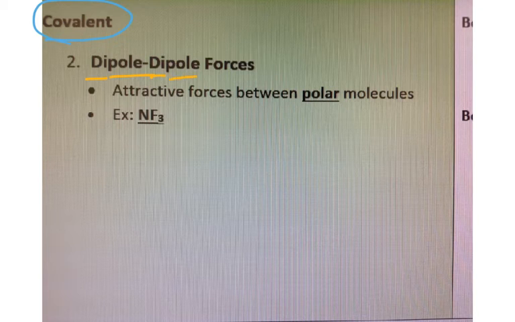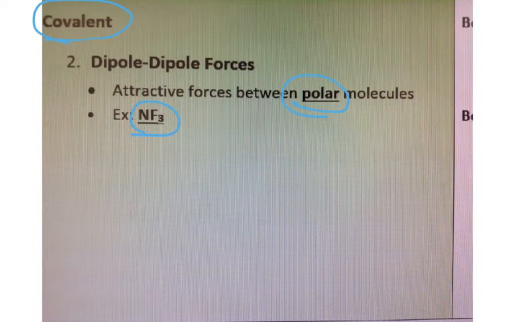So what does di mean? Well, if you remember from your prefixes, di is 2, and pole means that it is a polar or it's got some sort of polarity with that pull of electrons. So what is a dipole-dipole force? What type of compounds would that be shown in? Well, that is found in polar molecules. And so the example that I give you is NF3.